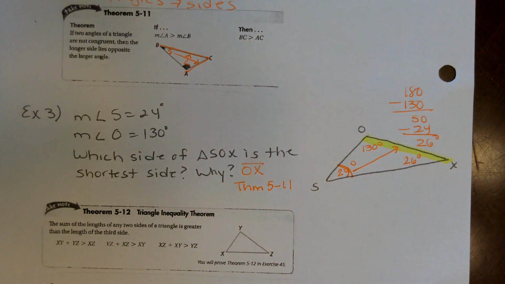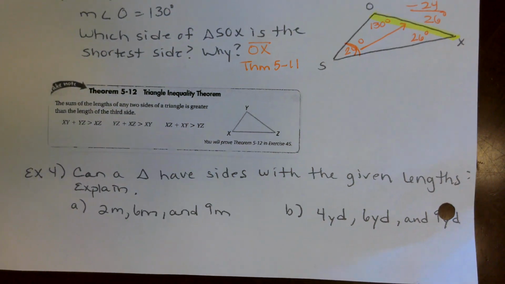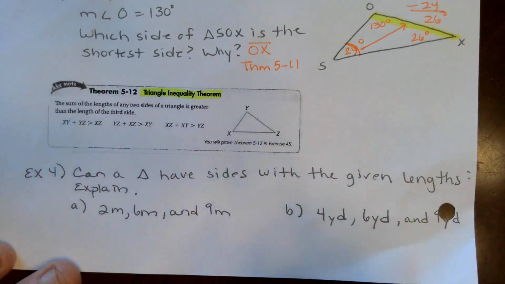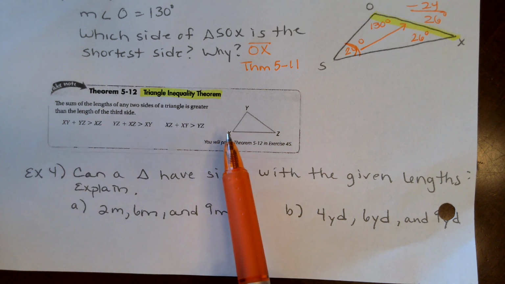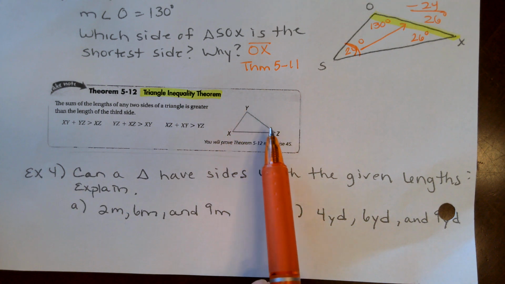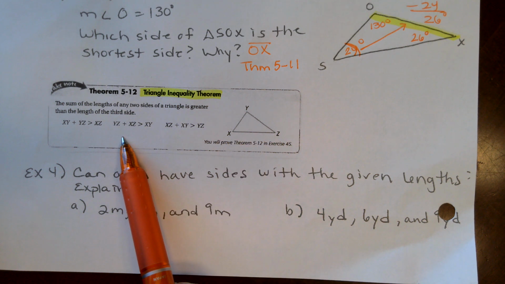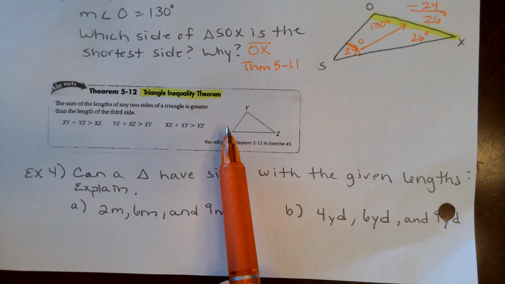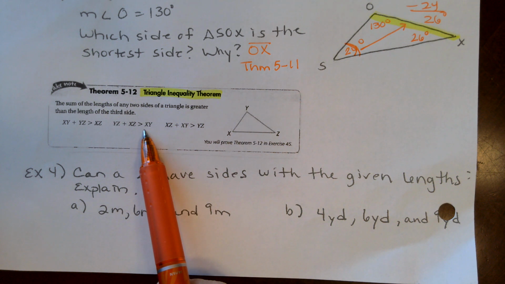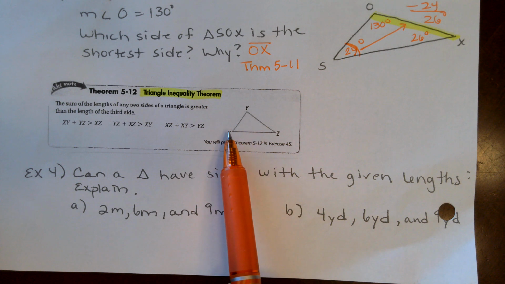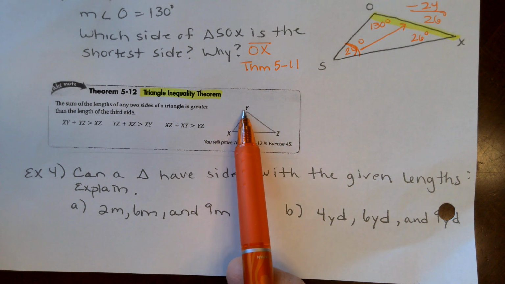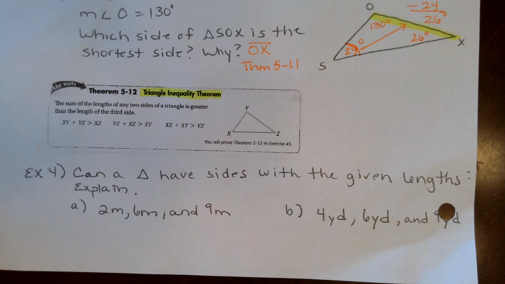And lastly, this is called the triangle inequality theorem, or otherwise known as the common sense theorem. XY plus YZ is bigger than XZ. And YZ plus XZ is greater than XY. And XZ plus XY is bigger than YZ.